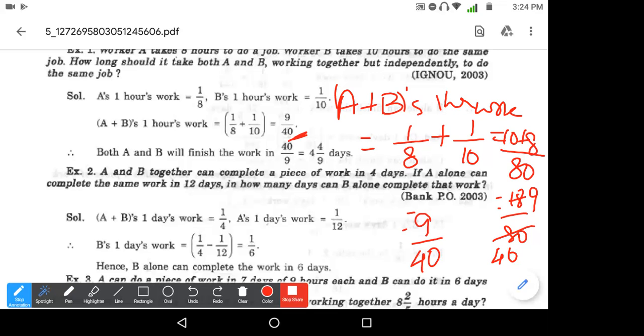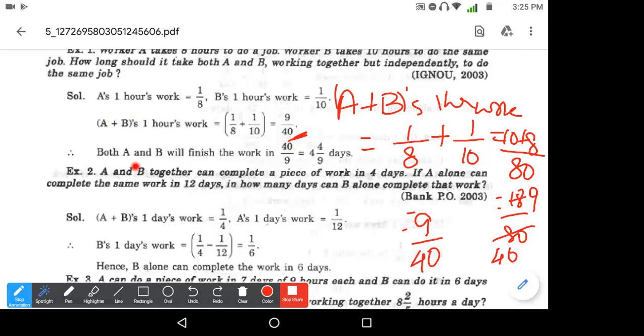So firstly, A is gonna take 8 hours to complete the job. So 8 hours to complete the total job. So in 1 hour he can complete 1 by 8 of the job. Then for B, he's gonna take 10 hours to complete the job, but in 1 hour he's able to complete 1 by 10. Now they are saying A and B are working together. So A and B for 1 hour, how much will they work? They're going to work 9 by 40. Okay, so this we have to get.